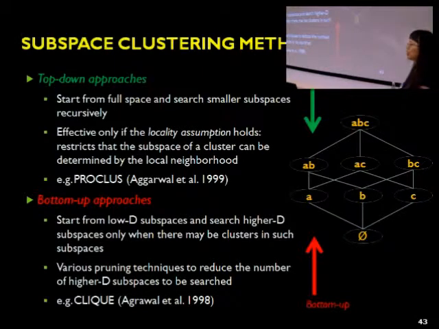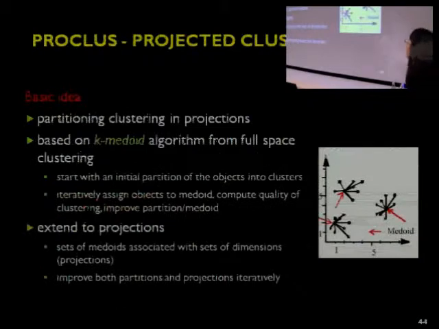And a representative algorithm of the top-down approach is the so-called PROCLUS. The bottom-up approach is quite similar to the association rule mining approach, where you start from a small subspace and increase the number of attributes in your subspace. And the representative one is called CLIQUE. So next I'm going to introduce them one by one.